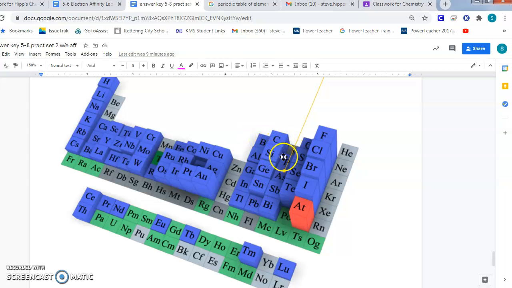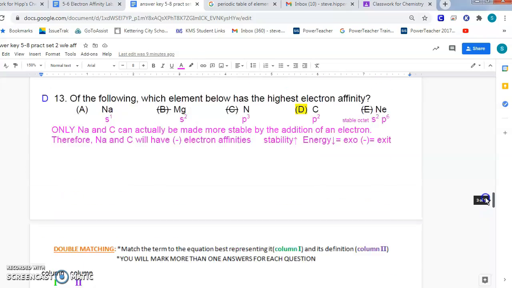But the rest of the trend, top to bottom, is the affinities go down. After the second period, the affinities go down because the atoms are getting bigger, which means that they're not as good at attracting and holding it. Their affinities would be smaller.